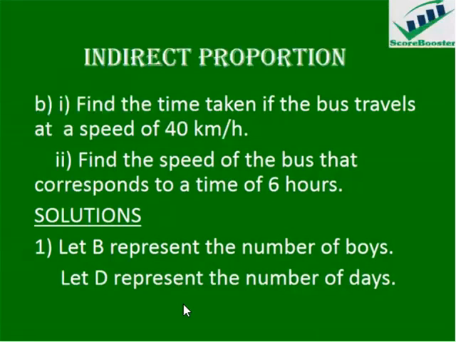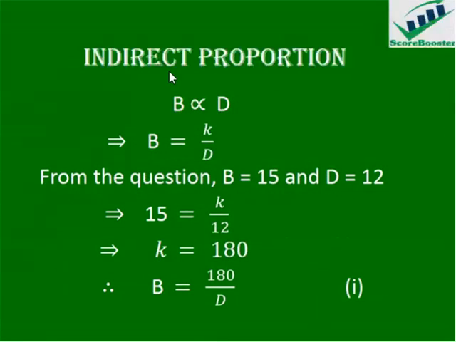So you can choose any. Either you say B is inversely proportional or indirectly proportional to D, or D is inversely or indirectly proportional to B. You can choose any one. But here we say number of boys, which is B, is inversely or indirectly proportional to D. And you know it's going to change to what? B equals the constant of proportionality divided by the number of days.